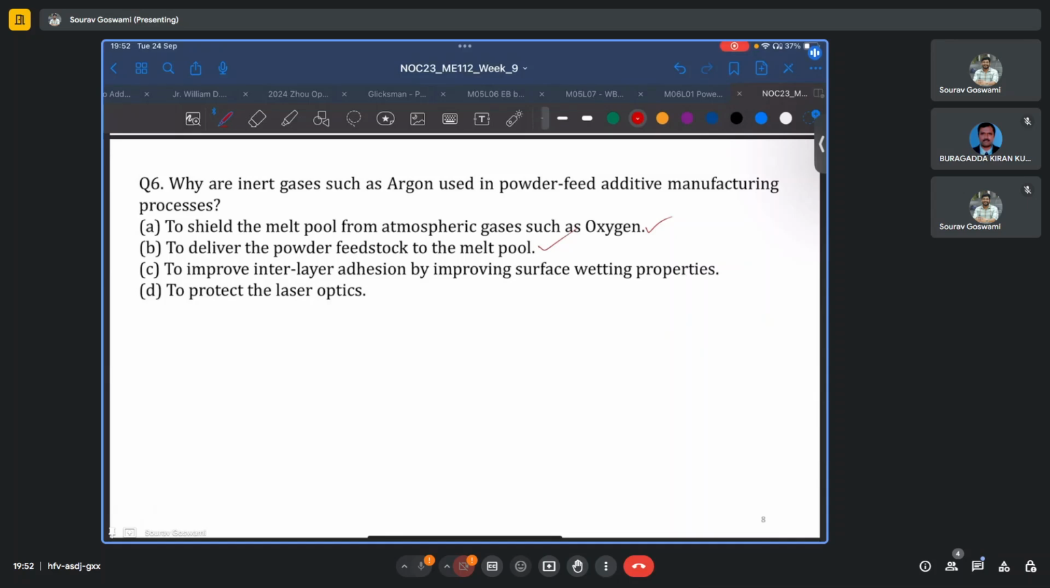To improve interlayer adhesion by improving surface tracking properties. If you remember, this is something we read in the slides, and this is true. To protect the laser optics, as during the deposition process, because of the melting and vaporization, metal fumes are formed, which may enter the laser optic system and may get deposited on the optics and harm their functioning. So, a shroud of argon gas, either in the form of a blanket or as a flowing converging stream, is used to protect the laser optics. So, this is a multi-option correct type question, and all the options are correct.